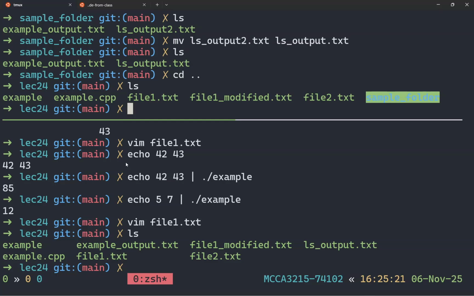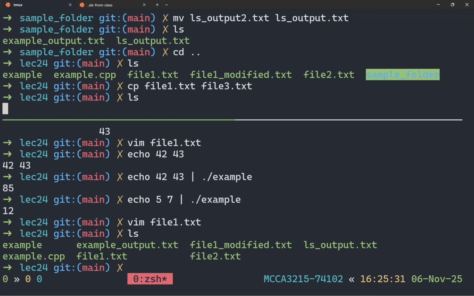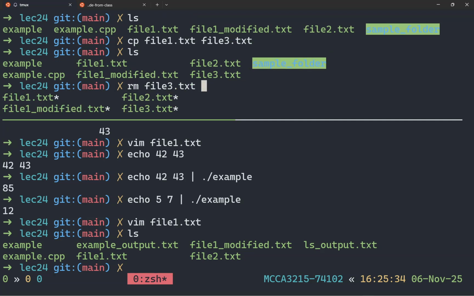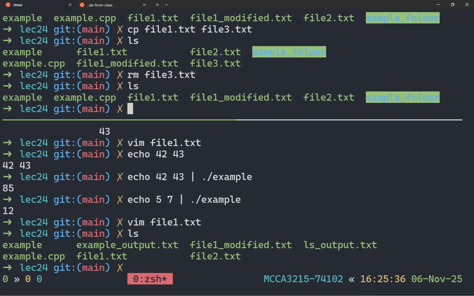So let me make a copy of something. I don't know. Copy file 1.txt into file 3.txt. Let's see. So there it is. I can say remove to get rid of it. Remove file 3.txt. Now it's gone. There is no trash can in remove territory, so you have to be very, very careful.